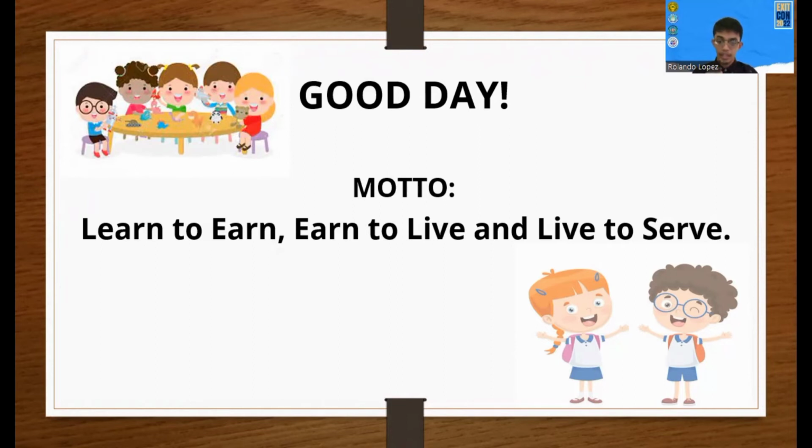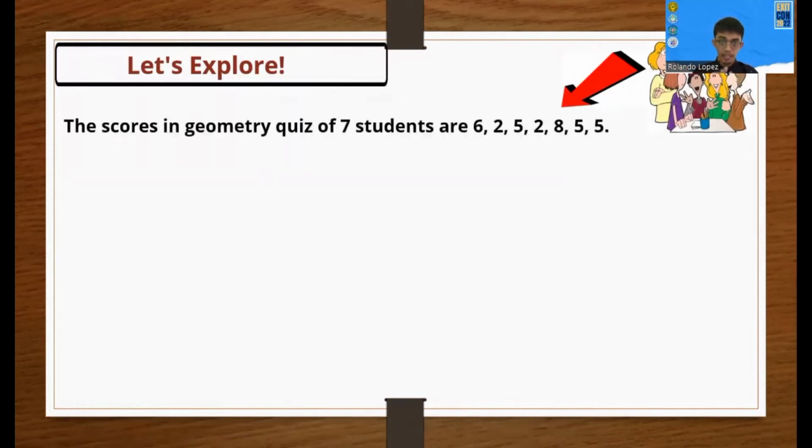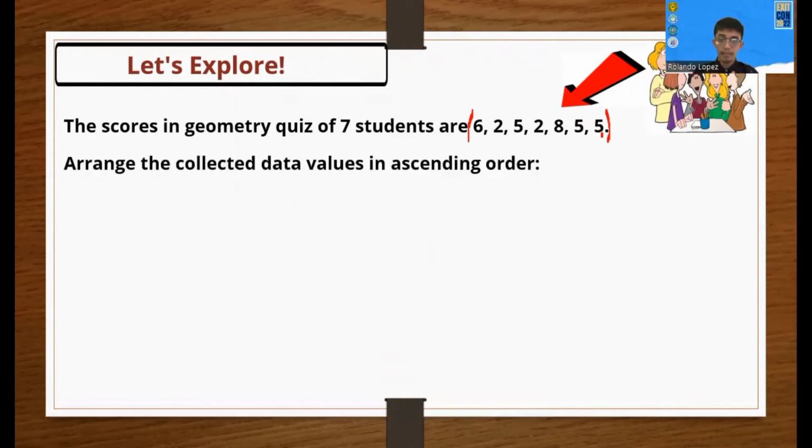Before I introduce our topic for today, let's try to answer this. The scores in a geometry quiz of 7 students. This is their score. Now, I want you to arrange the collected data values in ascending order. You can turn on your mic or write your answer in the chat box. Yes, correct.